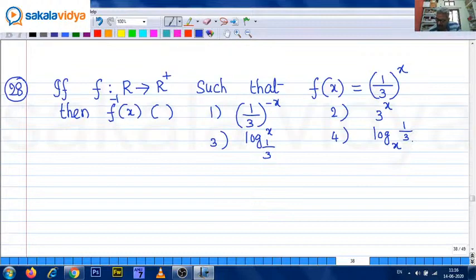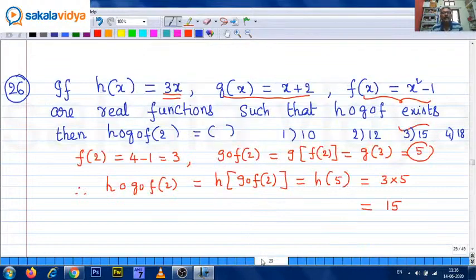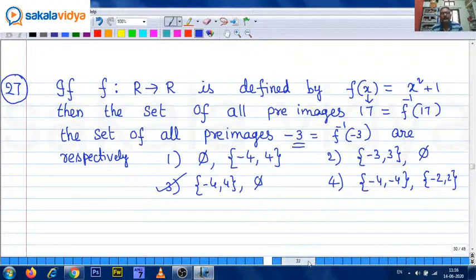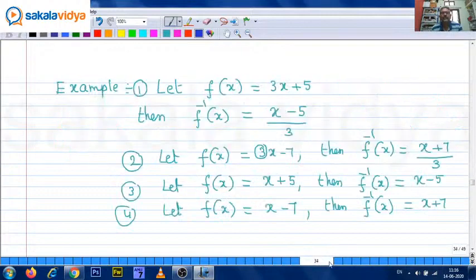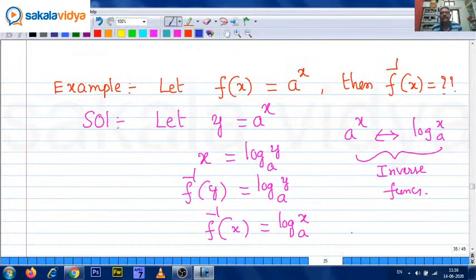No problem, Praveen. Log 1 by 3 to the base x. See, check a power x now, all of you. a power x. We check a power x. See, a power x is log x to the base a. Yes, option 3 is the correct one. Base won't change, base will be as it is. a power x gives log x, that's all. 1 by 3 power x means log x to the base 1 by 3. That is the answer.